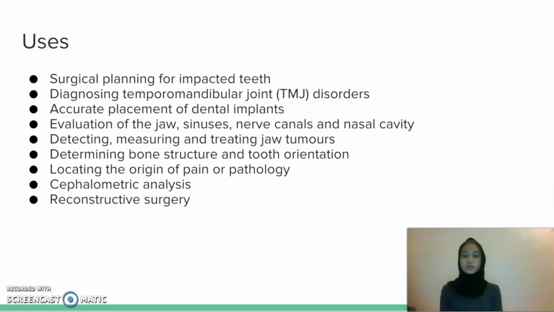Some of the uses of a CBCT scan include surgical planning for infected teeth, diagnosing TMJ disorders, and the accurate placement of dental implants. It can also be used to evaluate the jaws, sinuses, nerve canals, and the nasal cavity. It is also used in detecting, measuring, and treating jaw tumors. CBCT scan also determines bone structure and tooth orientation. It is also used to locate the origin of pain or pathology. Next, it is also used in cephalometric analysis and reconstructive surgery.